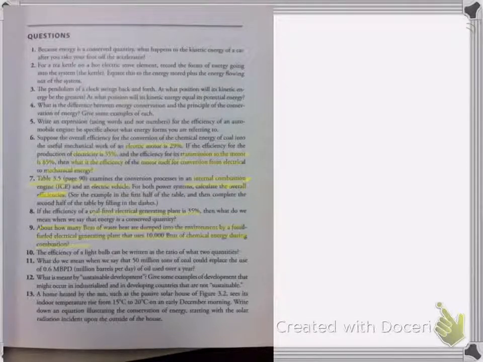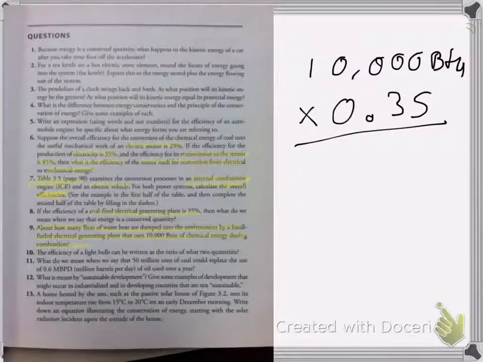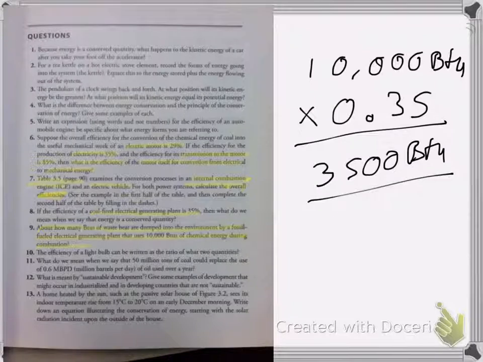And so to do this problem, I'm going to take my 10,000 BTUs and times it by my 0.35, which is my percentage, which gives me 3,500 BTUs. Now this is the useful stuff. This is the useful energy.